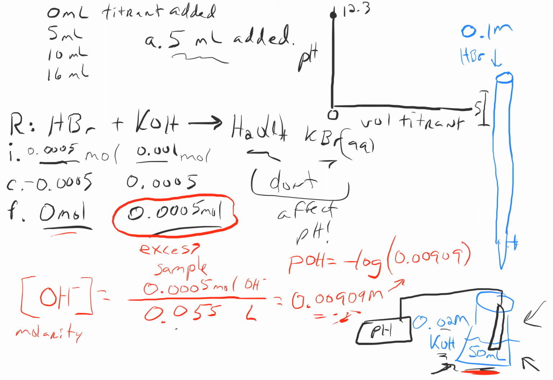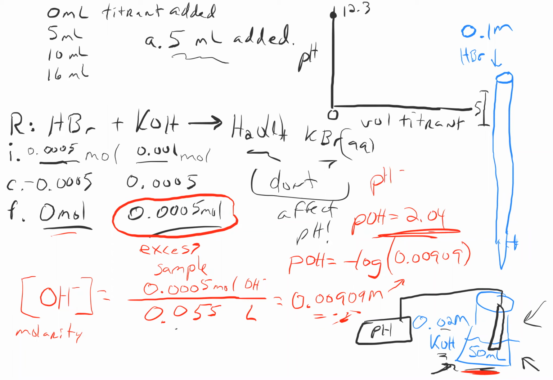After all, that is the molarity of hydroxide that I project to be present. So if I take the negative log of the OH, hey, I'm in business. That's my pOH, right? And we did that. And I get a pOH for this point equal to 2.04, which is, okay, so that's my pOH.